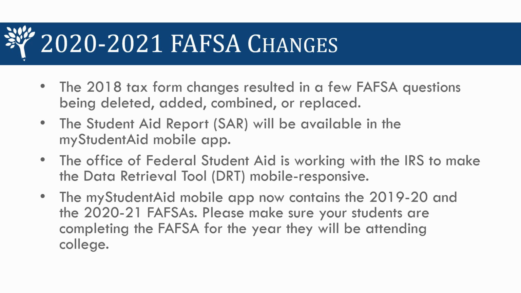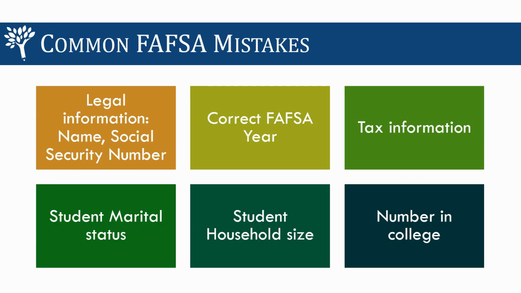Also, students using the My Student app for the FAFSA will not be able to create their FSA ID on the app. They will have to do their FSA ID on the website, but there is a link on there. Make sure that students are completing the correct FAFSA. So when they go to the My Student app, they want to complete the 2021 FAFSA if they're a senior this year. So some common FAFSA mistakes include legal information.